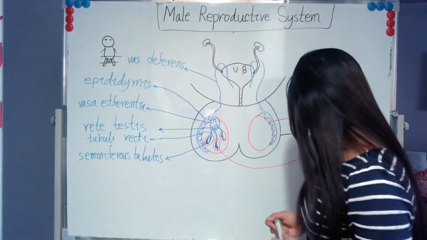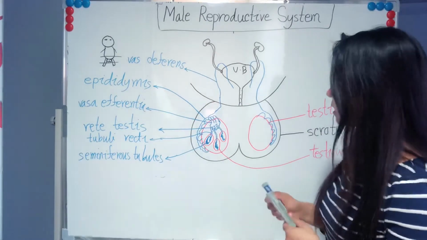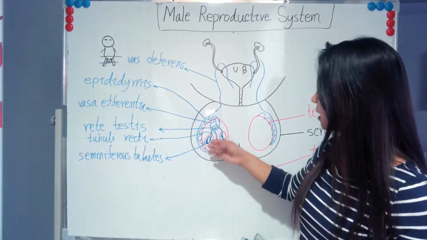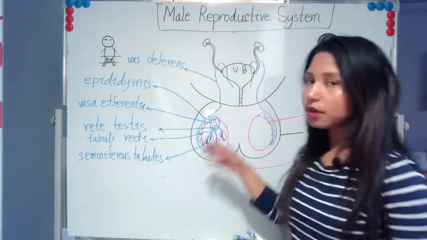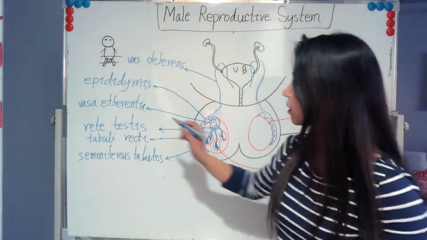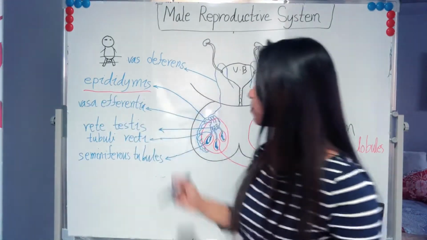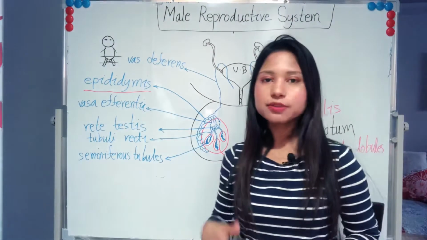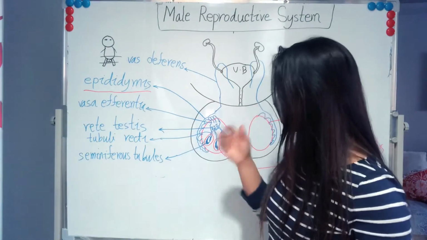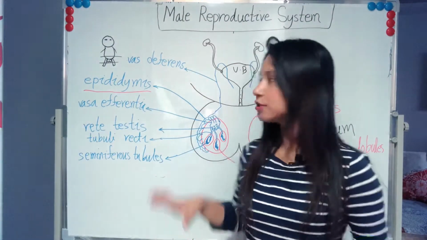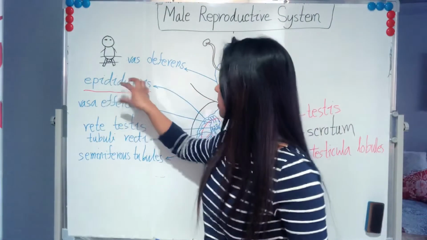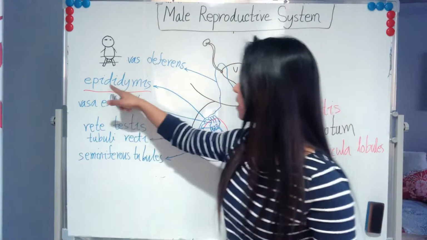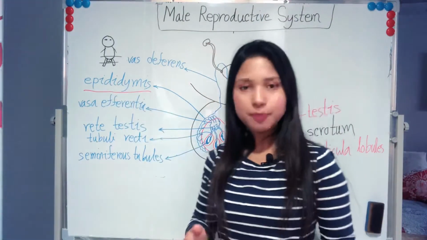And look, this duct system collects sperm and transports it out of the body. Now look, this epididymis has one important function. Testes produce sperm every day, but ejaculation doesn't happen every day. So the epididymis stores sperm. This is the storage place of sperm.